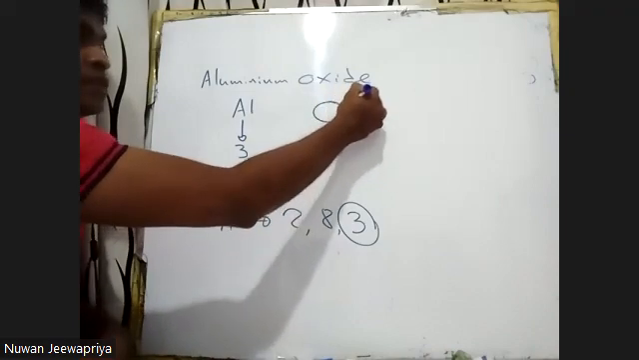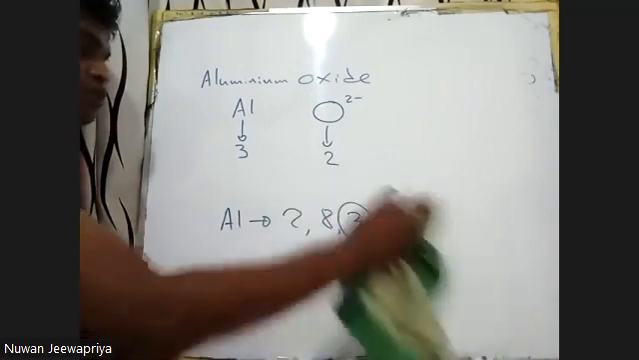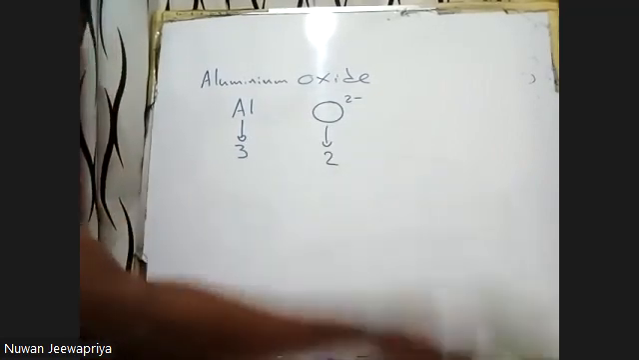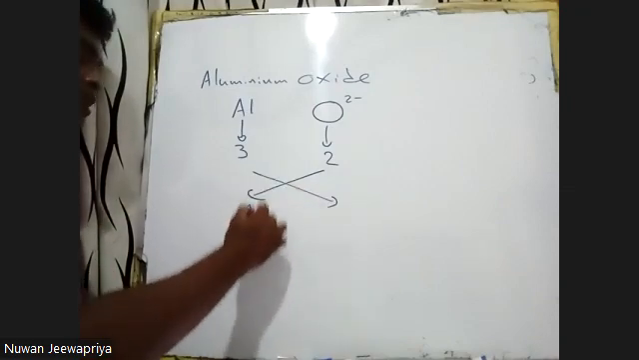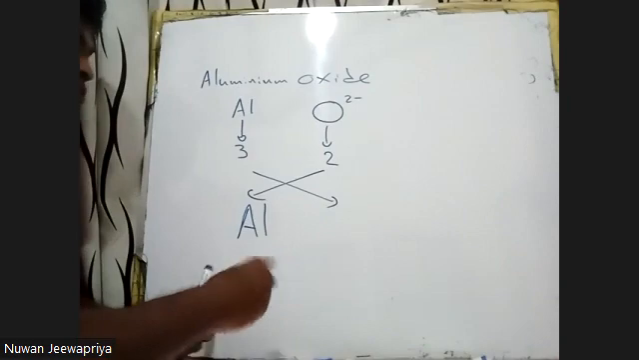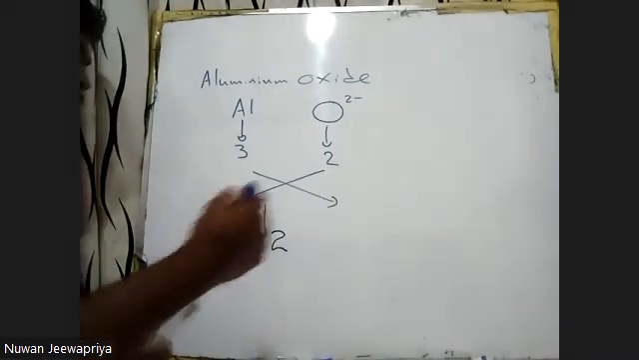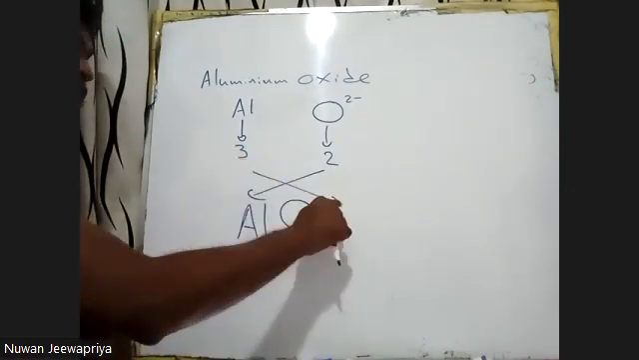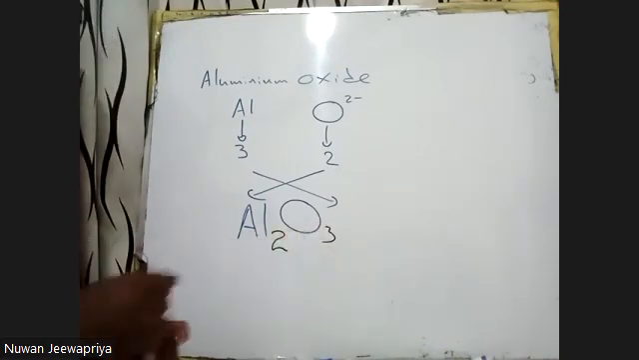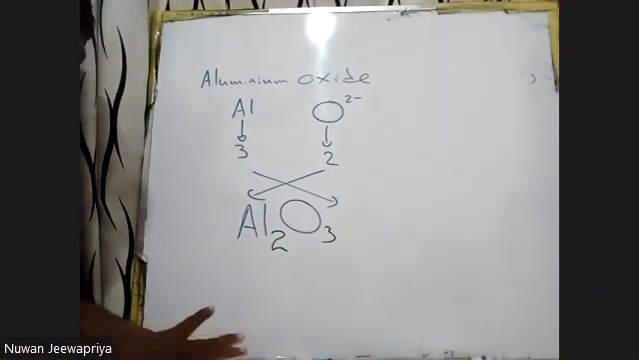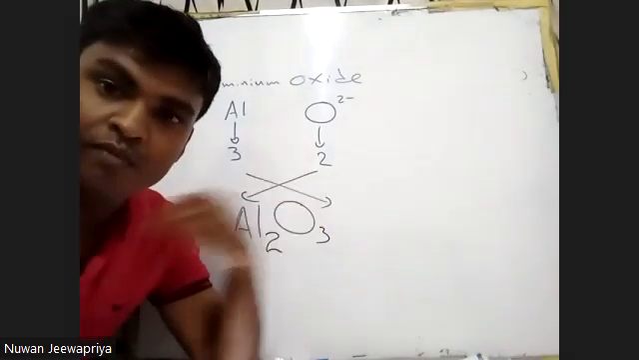Oxygen, oxide we write O2 minus, its valency is 2. So now we will interchange. How do you write aluminium oxide? Aluminium gets the valency of oxygen. What is the valency of oxygen? That's 2. Right. Oxygen gets the valency of aluminium. What is the valency of aluminium? That's 3. So aluminium oxide is what? Al2O3. Like that, we write the chemical formula.